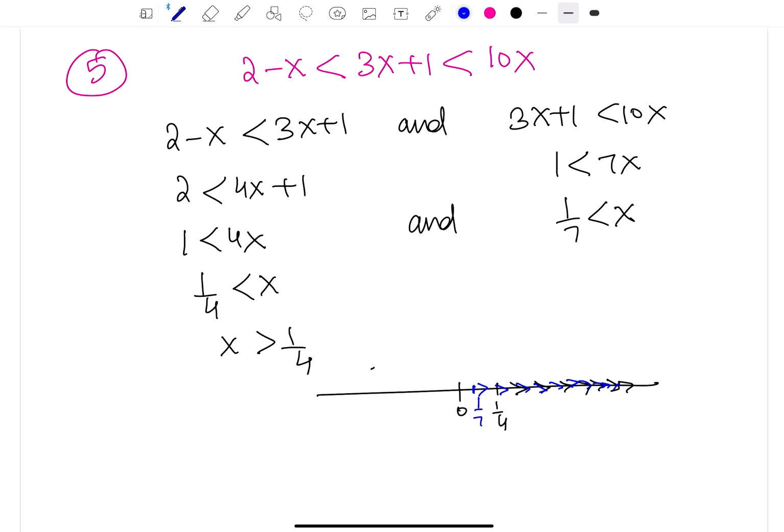So we want the solution to make both of these inequalities happy, which is going to be everything to the right of 1/4. So my solution is actually going to be, let's redraw it, 1/4, with a parenthesis around 1/4 and values going to the right. In terms of interval notation, it would be 1/4 to infinity. That would be the solution to this inequality. That's all for linear inequalities in one variable.